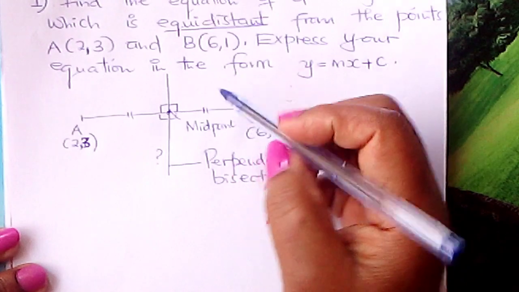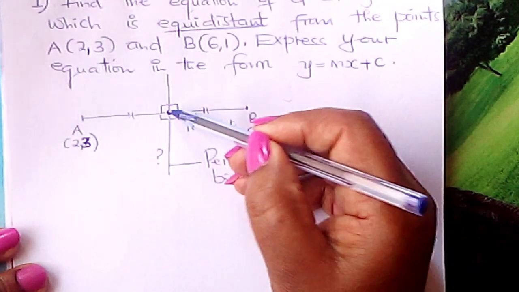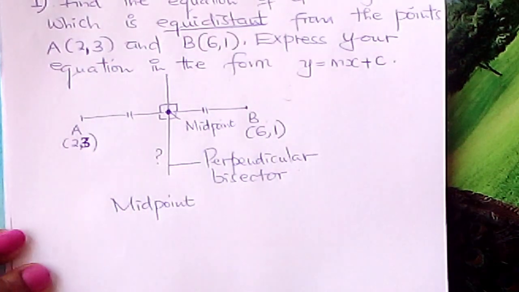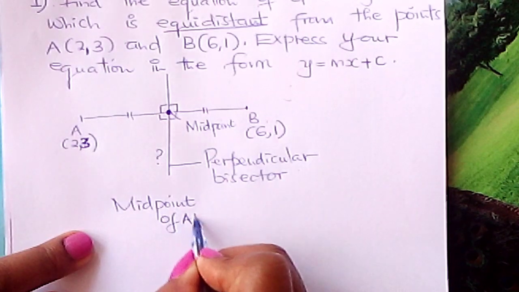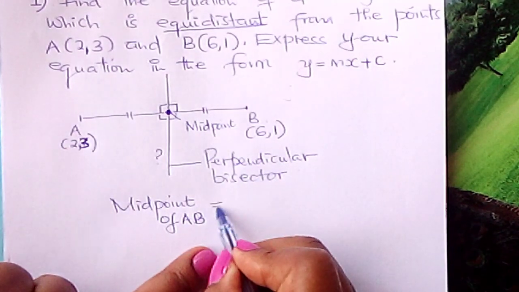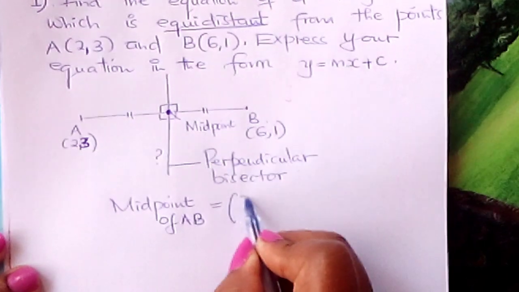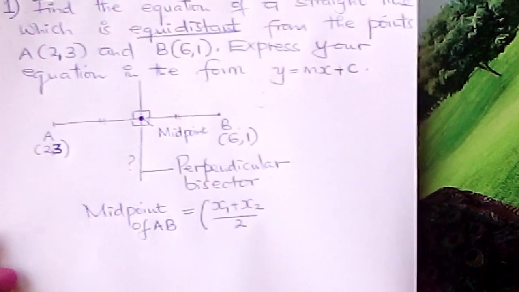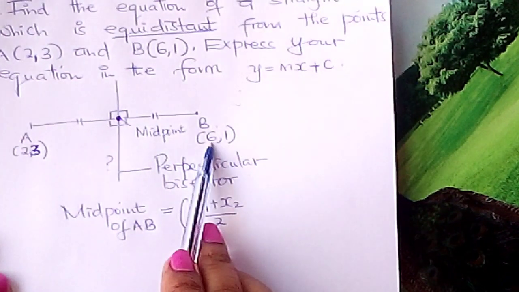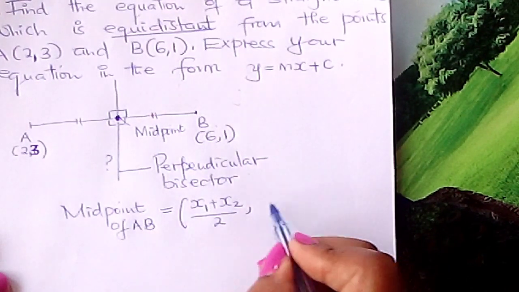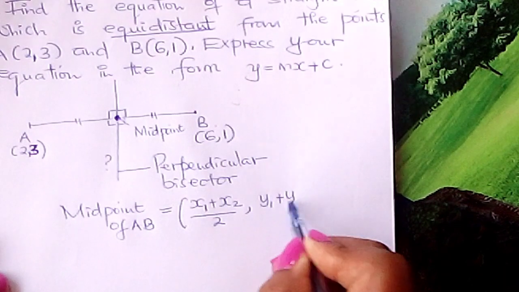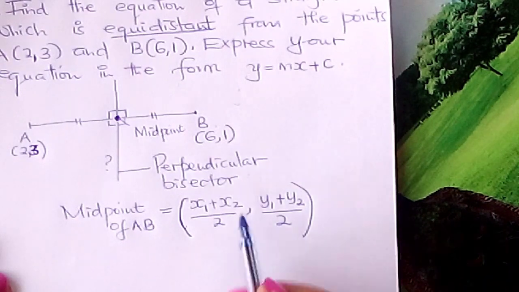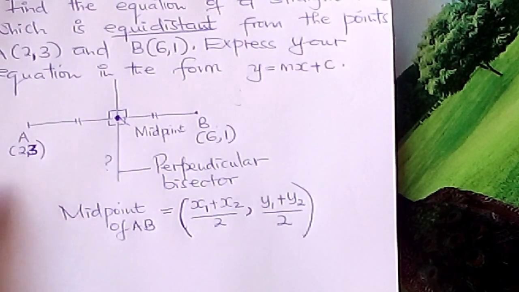Learner, the first thing that you do is to find the midpoint of AB. What is the midpoint of AB? We know of a formula: you add the x's, x1 plus x2, divide by 2, comma, you take y1 plus y2, and you divide by 2. And all this should be in brackets like that, with a comma here. So what do we mean by that?